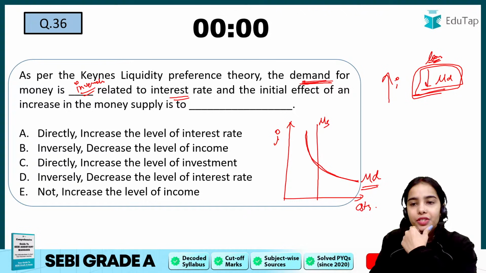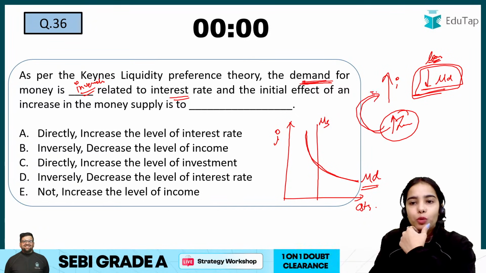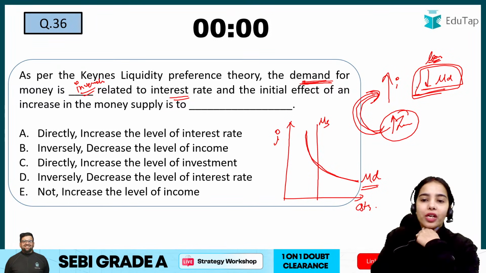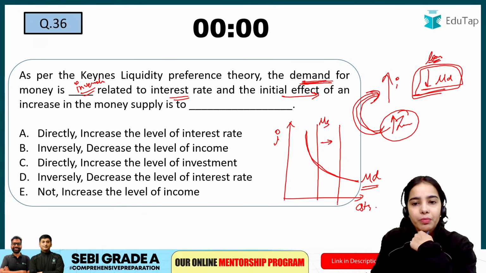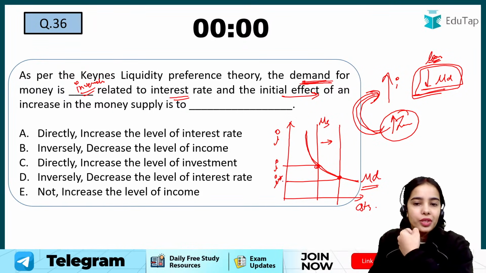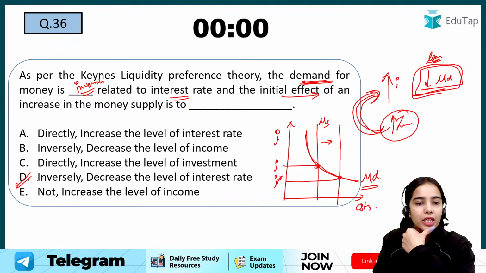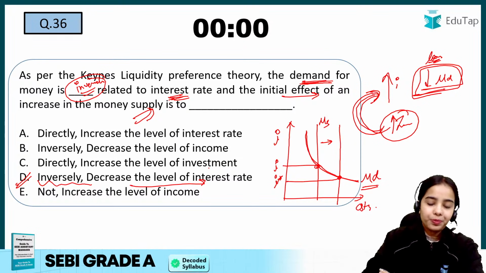And at the higher interest rate, we are investing the money. At the higher interest rate, we are getting more returns. So we are investing the money. So we are holding less money. As well as initial effect, with the increase in money supply, what will happen? The equilibrium interest rate will decrease. Before this was the interest rate, now this is the interest rate. Okay. So basically, there is inverse relationship between demand for money and rate of interest, and the increase in money supply decrease the level of interest rate.